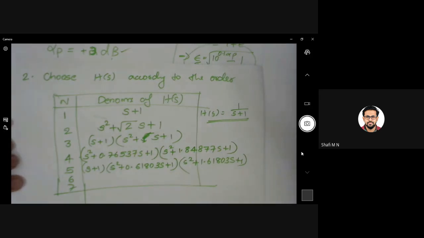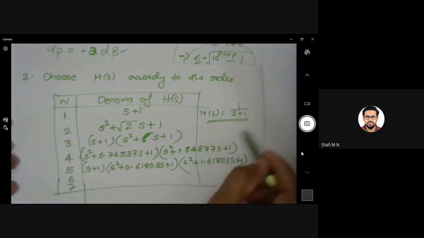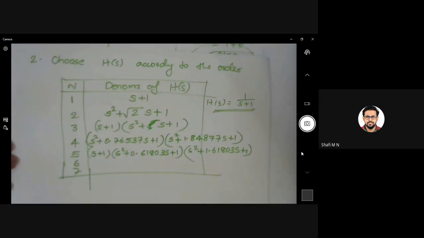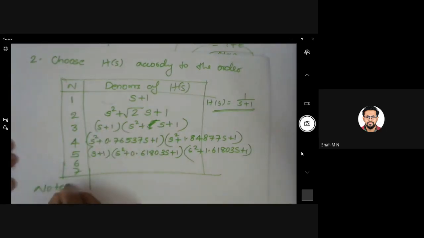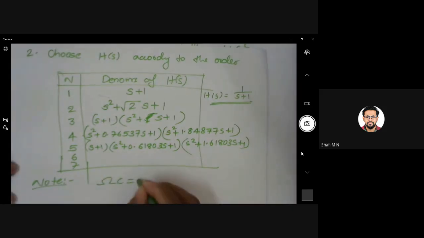So this is the second step. First you have to calculate the order, and the second step is, from the given order, you have to choose one transfer function. You have to fix your transfer function. Make a note over there, very important: the above table is created for omega c equal to 1 radian per second.